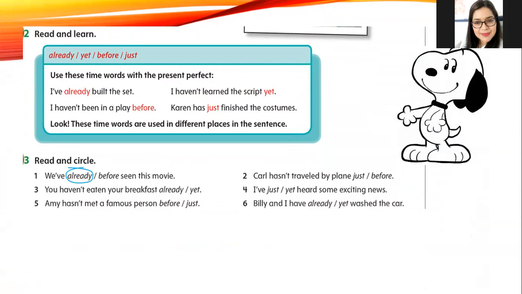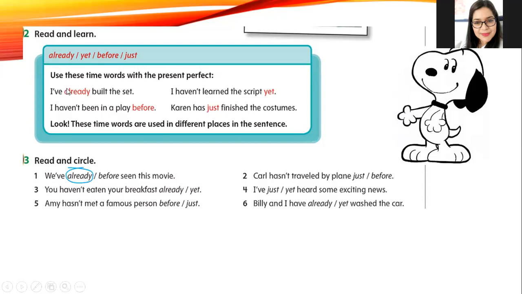Okay, now part 2. When we use already, yet, just, before, we use these time words with the present perfect. I already built the set. Already means when you have done something, okay? In that moment, I already built the set. I finished, right?